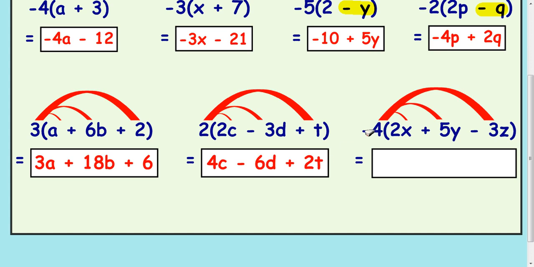So let's have a look what happens when there's a negative in front. It's the same idea. Negative 4 times plus 2x is negative 8x. Negative 4 times plus 5y is negative 20y. Negative 4 times negative 3z is plus 12z.